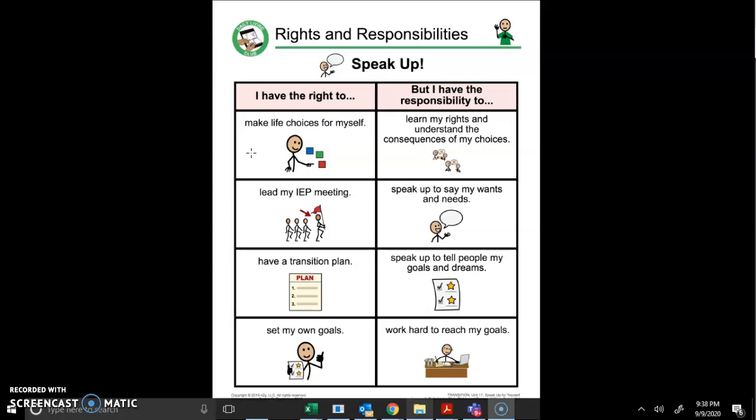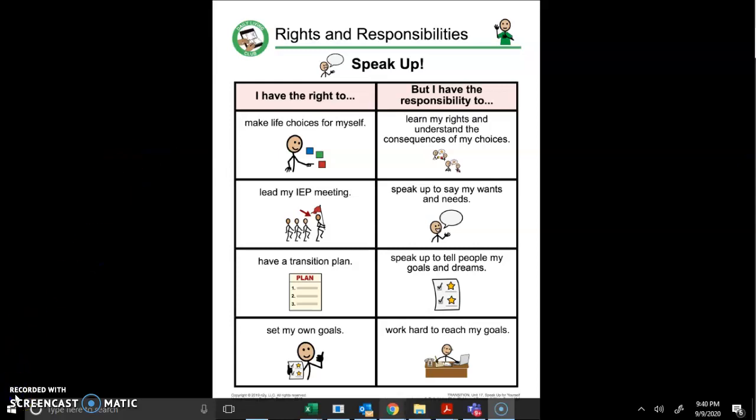I have the right to lead my IEP meetings, but I have the responsibility to speak up to say my wants and needs. I have the right to have a transition plan, but I have the responsibility to speak up to tell people my goals and dreams. I have the right to set my own goals, but I have the responsibility to work hard to reach my goals.